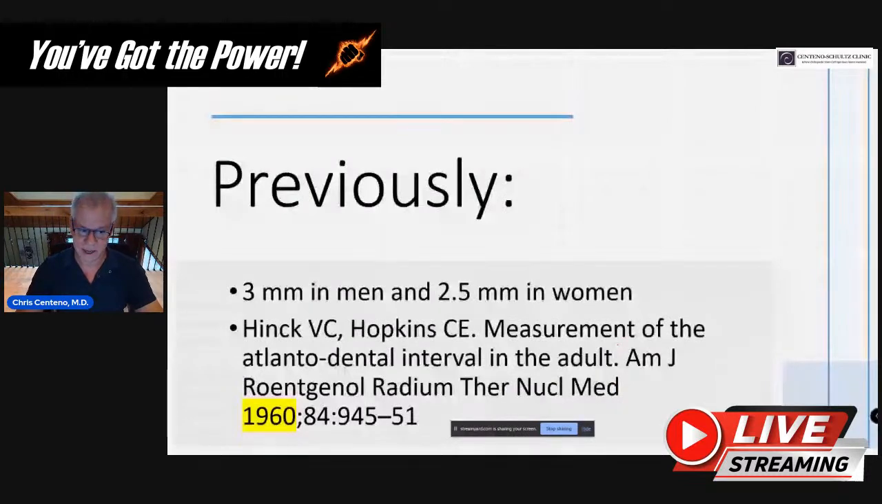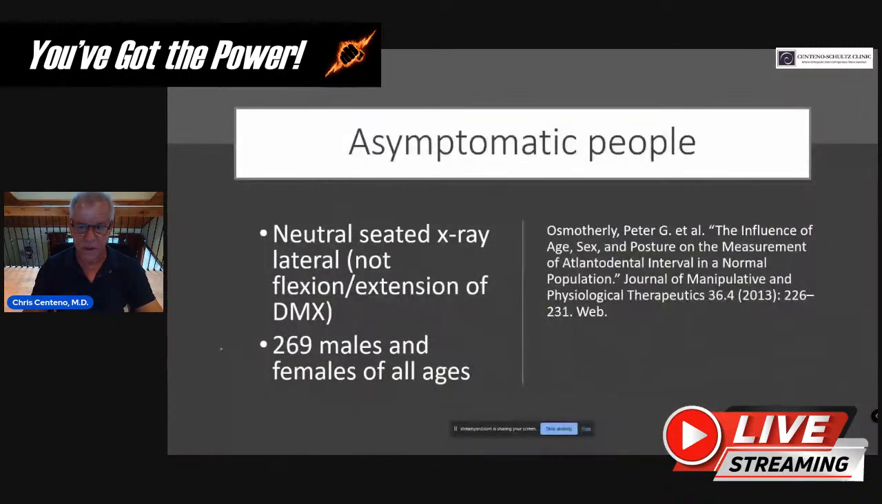So previously, 3 millimeters in men and 2.5 millimeters in women are the numbers that were used. But that goes back to 1960. And if we look for a more recent analysis, there was one about 10 years ago that really changed all of this. What the newer study showed was that if you were older, these tolerances were much, much smaller. So this is the newer study. It was published about 10 years ago.